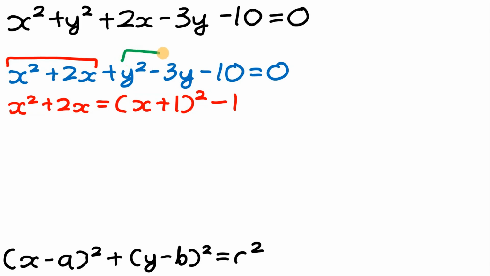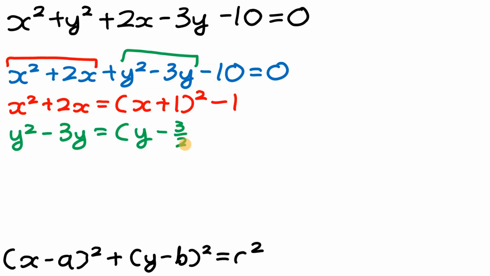Now let's focus on the y terms here, okay? So this is y squared minus 3y. So this is going to be, get rid of the power of 2, so it's just y. We're going to half this minus 3, so it's now minus 3 over 2, and then squared like this here, and then we're going to square this 3 over 2 and minus this, so the square of 3 over 2 is 9 over 4, so we're going to minus 9 over 4 like this here.